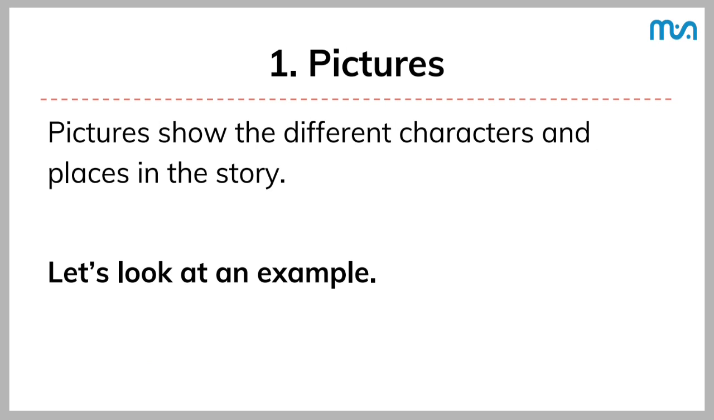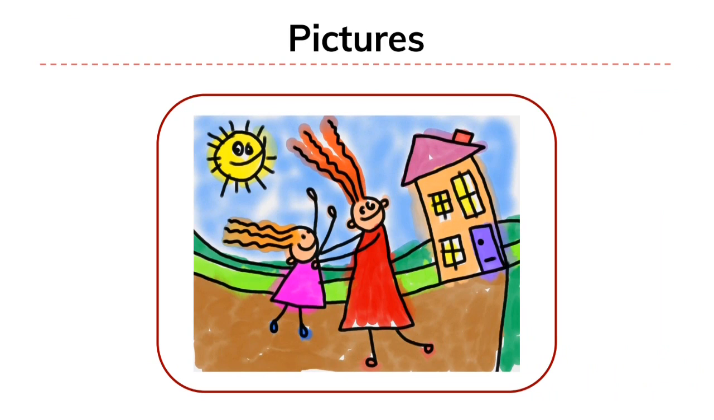So first one, pictures. Pictures show the different characters and places in the story, right? You can draw these things. So let us look at an example. So here is a picture of a comic. What you could see in the picture, there's a sun, so that you could understand that the story is happening in a day, and there's a house and a landscape near the house, and one small girl is there and another lady is there. So you can understand it may be a daughter and mother, right?